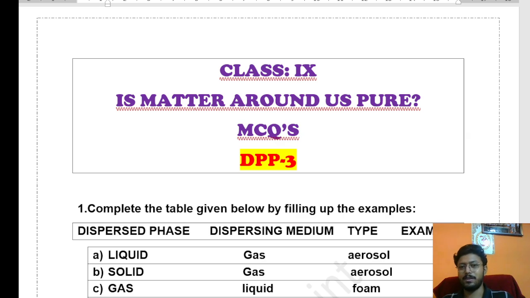Dear students, today I will discuss the Class 9 chapter Matter Around Us MCQs. It is DPP-3. Okay, so let's start.